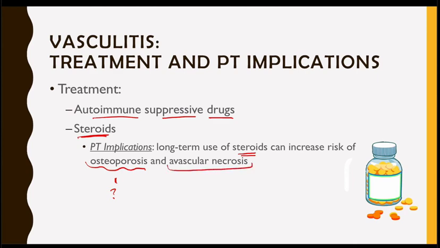Avascular necrosis is death of bone due to lack of blood supply. So because the vasculitis can reduce the blood, they can end up actually damaging the bones.